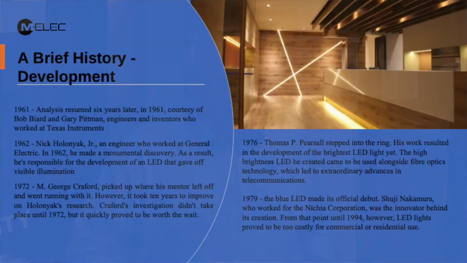Okay, 76 it grew, 79 it made its official debut, and then from that point till 94, LED lights were too expensive, too costly to do. Cost was a huge factor. That's what prevented LEDs from coming in. And then all of a sudden in 94, we started to find an idea of how they could become more cost effective. It was discovered that they were cheaper to run.